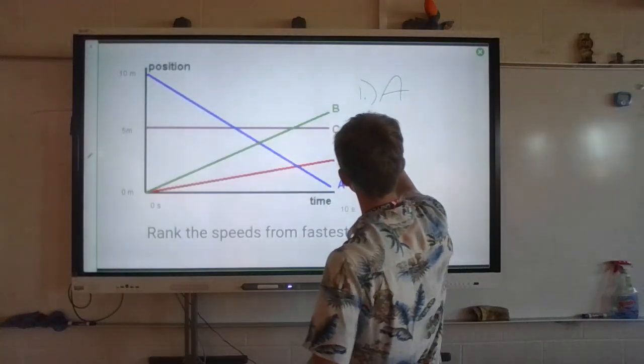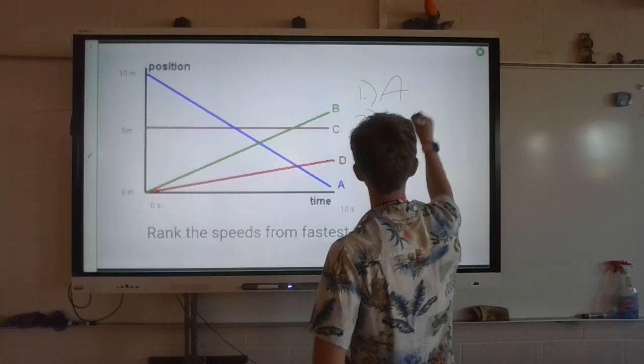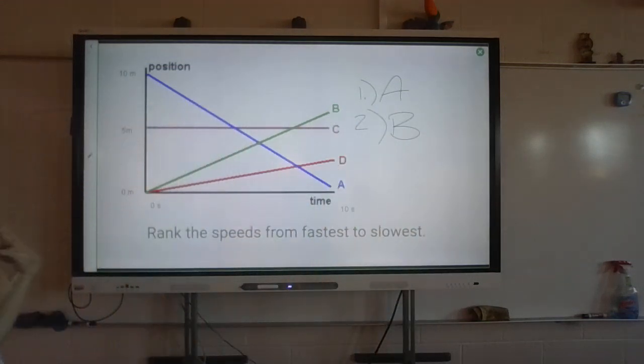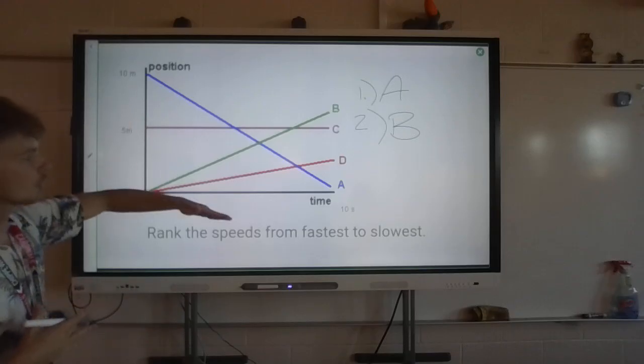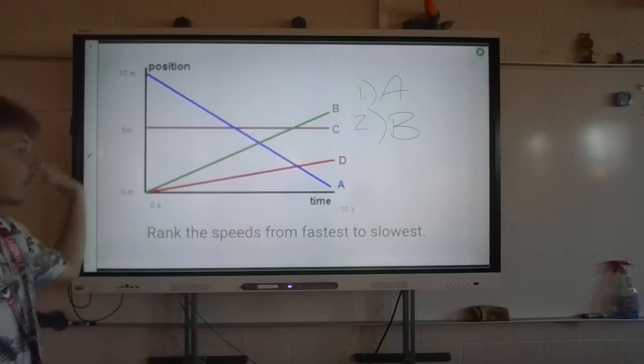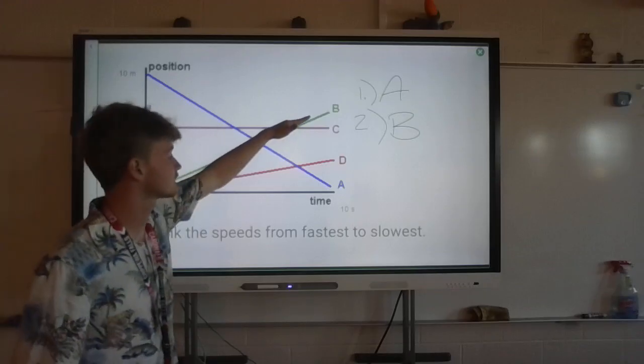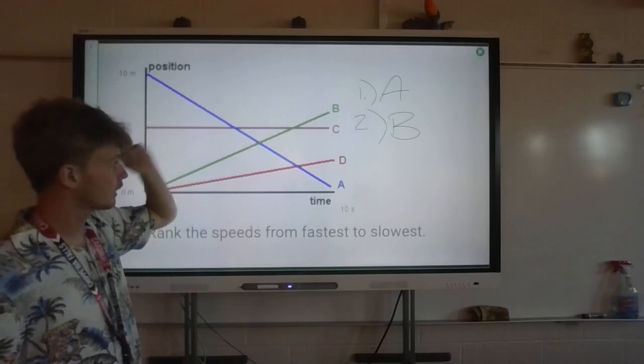Now, what's the second fastest? Second fastest could be B, because I would say this is the second steepest, okay? Just again, figuring out which one's the fastest, just look at the line. Is it more vertical, horizontal? If I had to walk any of these paths, which one would take the most effort? B, I would say, takes the second most effort. It looks pretty steep. Okay.